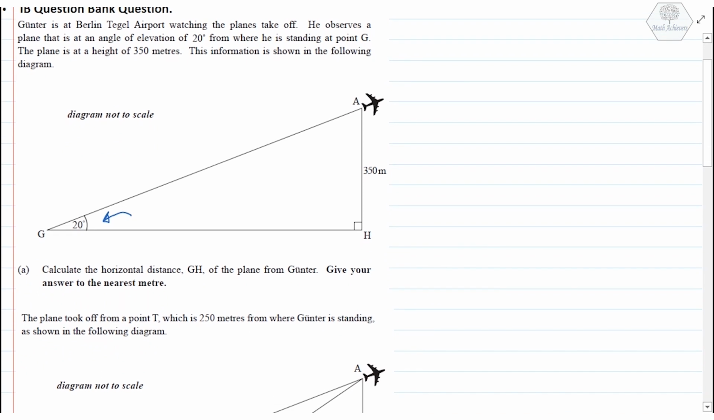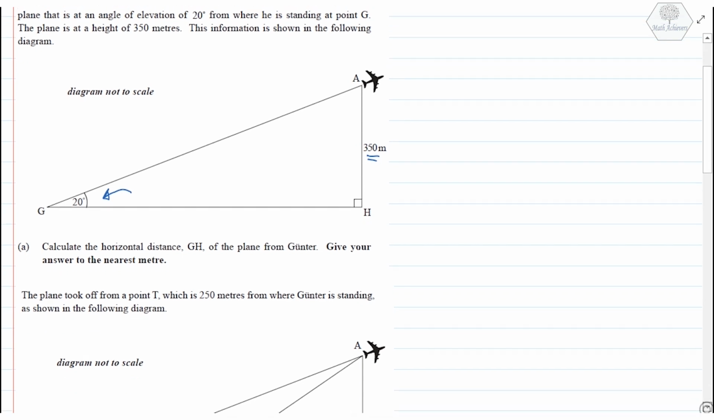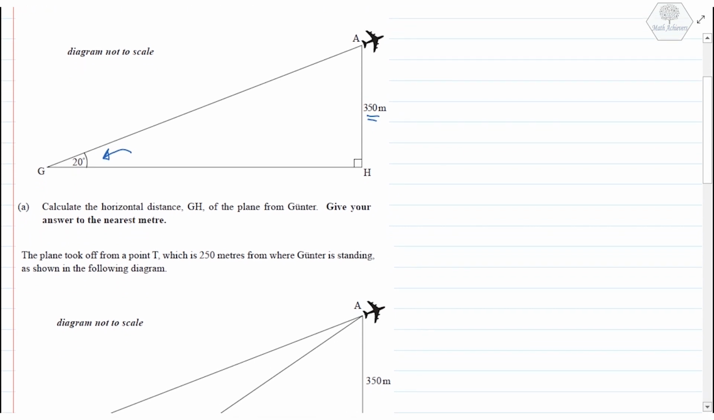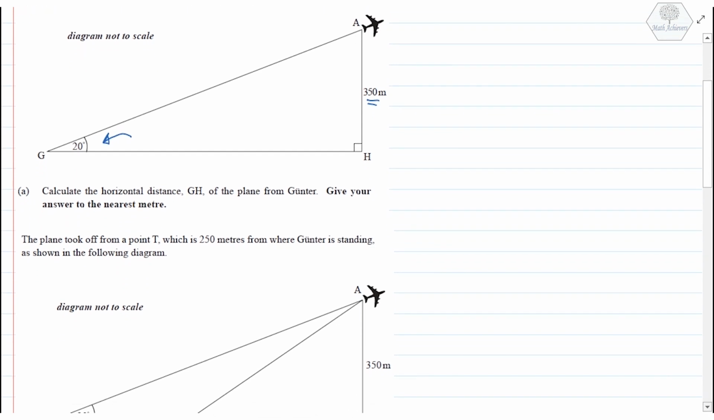Where he is standing at point G, the plane is at a height of 350 meters. This info is shown in the following diagram. The diagram shows clearly the information that was given. Calculate the horizontal distance GH of the plane from Gunther. Give your answer to the nearest meter. So I want to find this side.